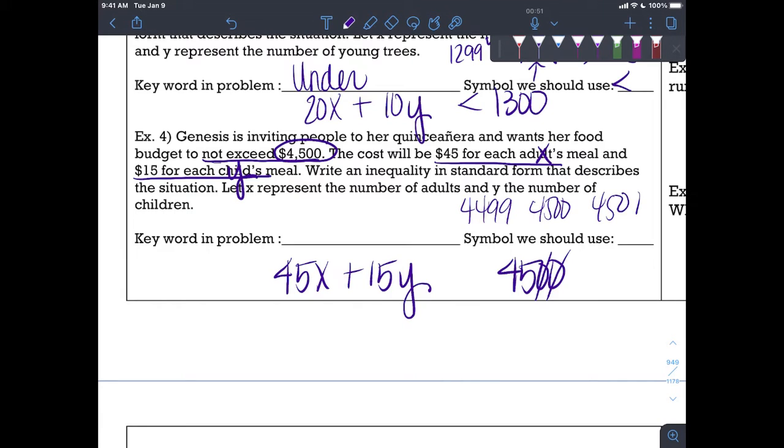Can I spend 4,501? No. Can I spend 4,500? Yes. Can I spend 4,499? Yes. So less than or equal to, because this is included in this. My keyword was not exceed. And we utilize this symbol.